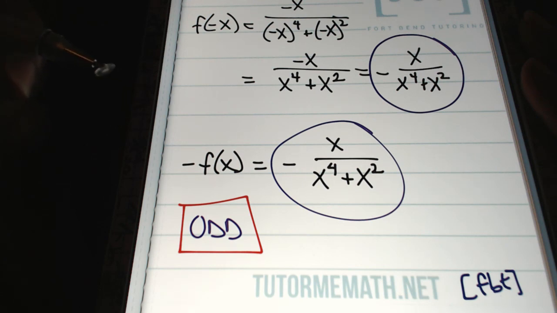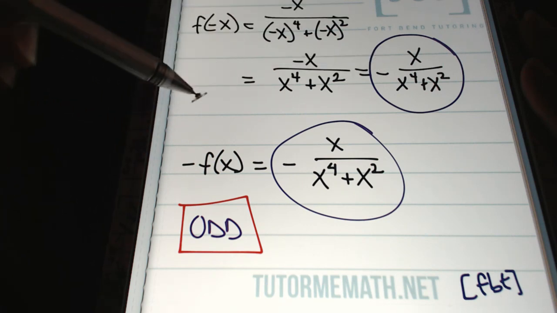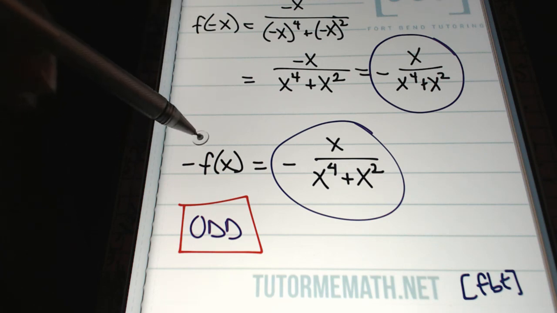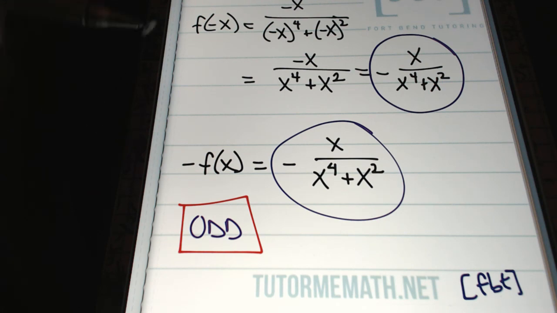So when we plugged in our negative x, we ended up with the opposite of the original function. And it matches having the opposite of that function. So therefore, because our f of negative x and the opposite of f of x are equivalent, we are dealing with an odd function. Sandra is cosigning the odd function.